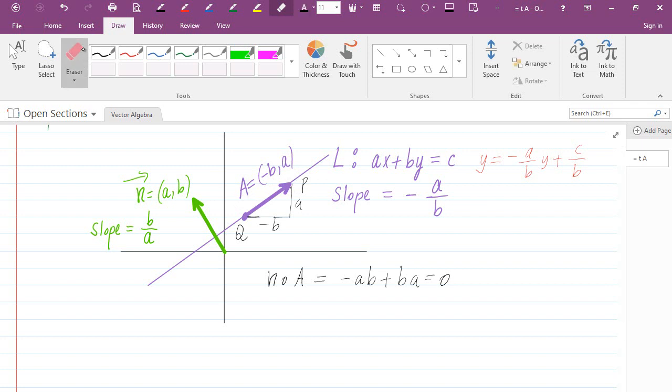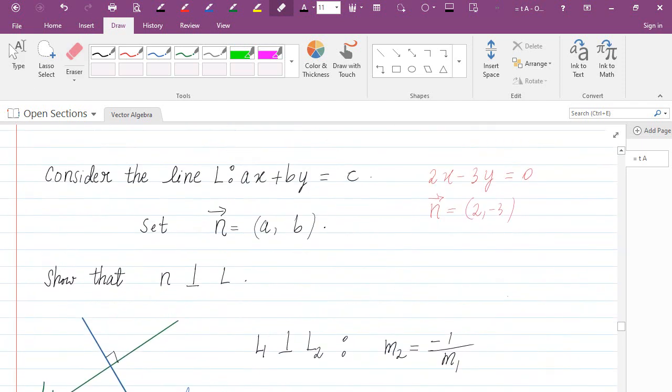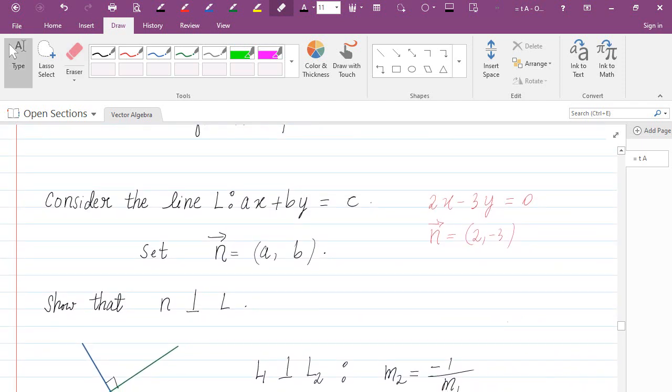So then you can see that A, which is negative b comma a, is a vector parallel to L, and if I take the dot product of n with A, I also get 0. That's another way of knowing that this vector is perpendicular to the straight line L. So this fact tells us that given the line, I can find a vector that's perpendicular to the line.